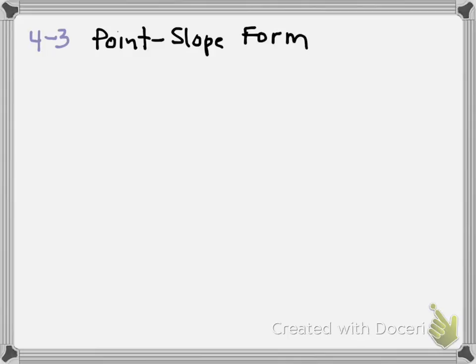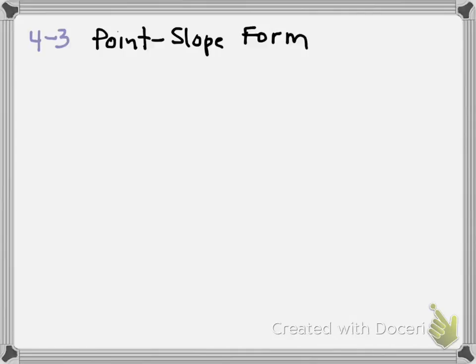Now this is, I think, lesson 4.3. And we're going to learn about a form called point slope form. Okay. And I'm actually going to start not giving you point slope form, but I'm going to derive point slope form. And it comes from, think about it this way.